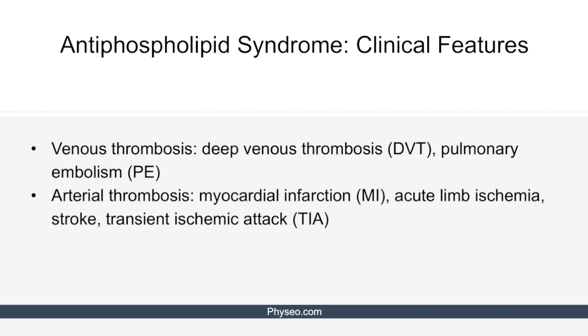Antiphospholipid syndrome is characterized by both venous and arterial thrombosis. Therefore, these patients can present with deep venous thrombosis and pulmonary embolism. They might also have myocardial infarction, acute limb ischemia, stroke, or transient ischemic attack.